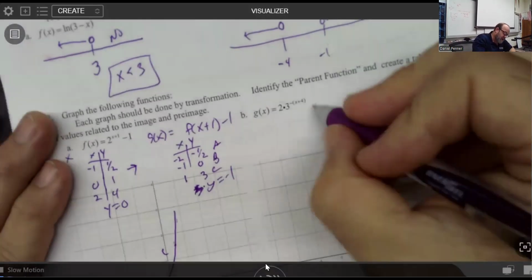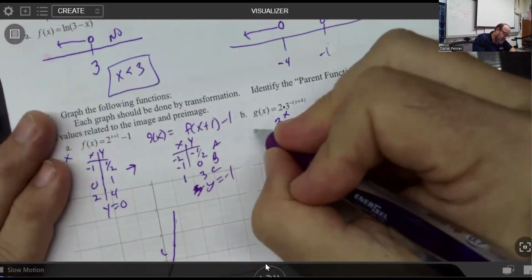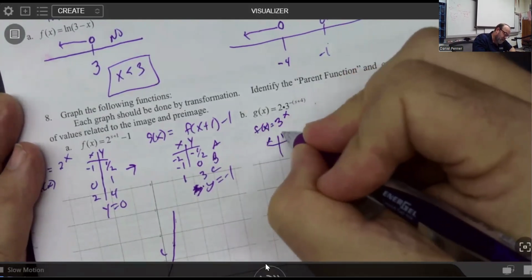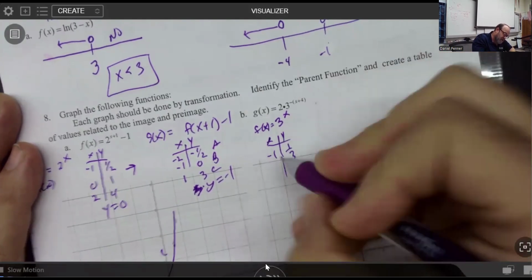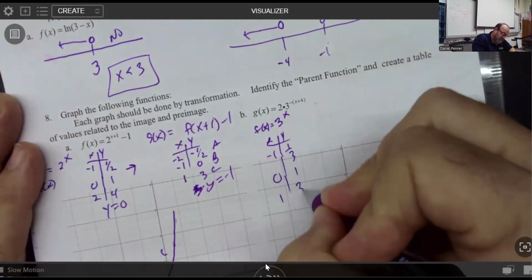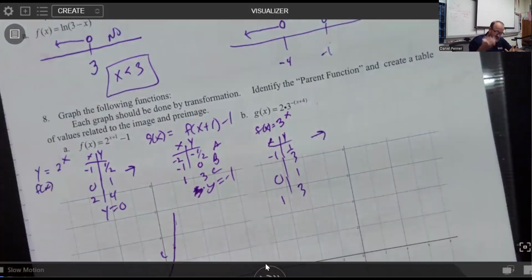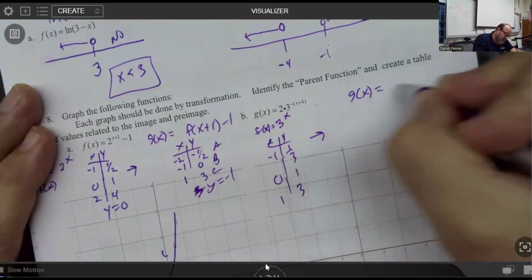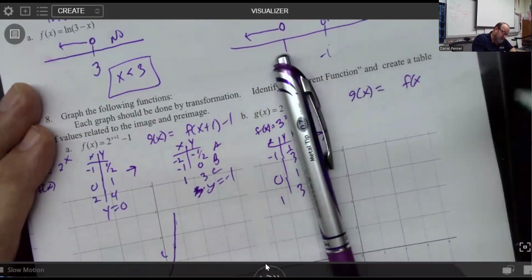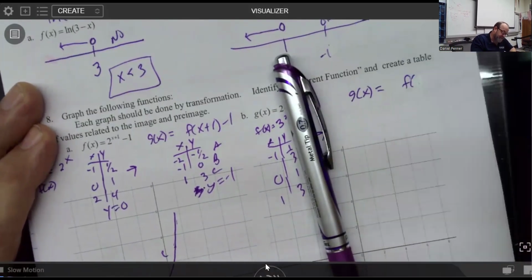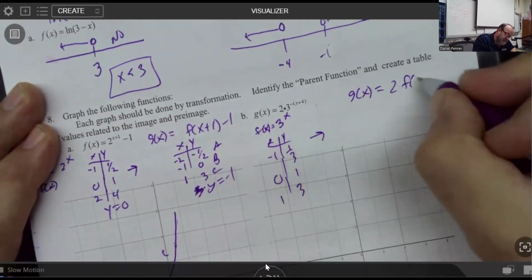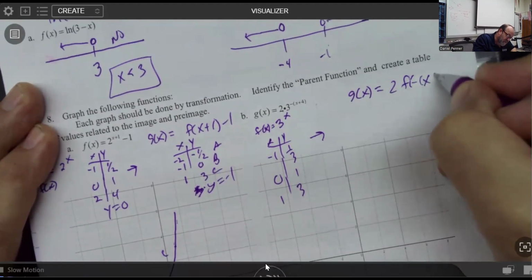Now, this guy over here is going to have a parent function of 3 to the x. Okay? So just like before, I'll go -1 giving me 1/3, maybe 0 giving me 1, and 1 giving me 3. Or maybe I could do 2 giving me 9. It doesn't matter. I could pick any number of values. So what I see, g of x was f of x. But what we're going to do is we're going to be replacing 2 is going to go in the front, and this x became negative parentheses x plus 4.